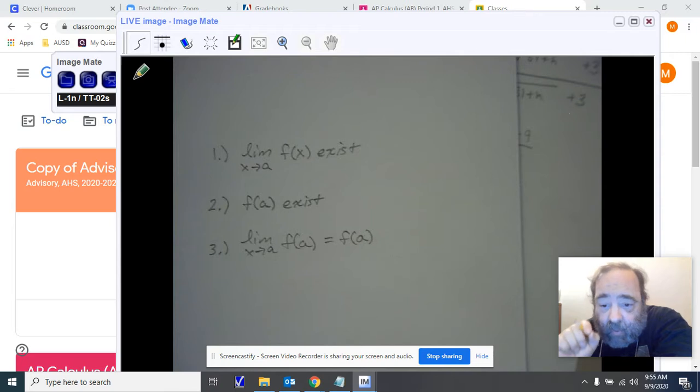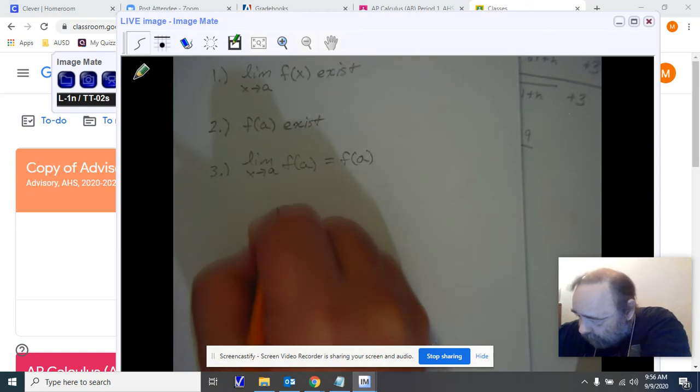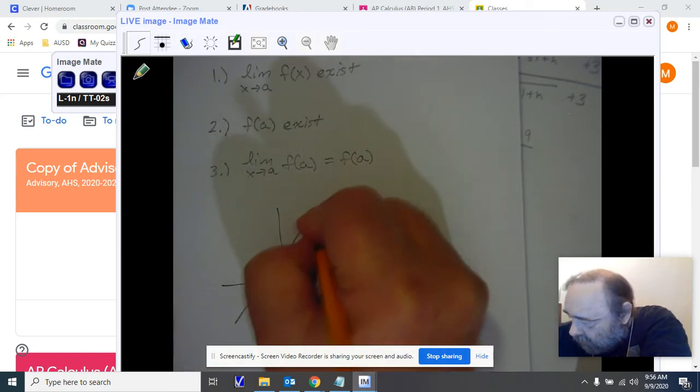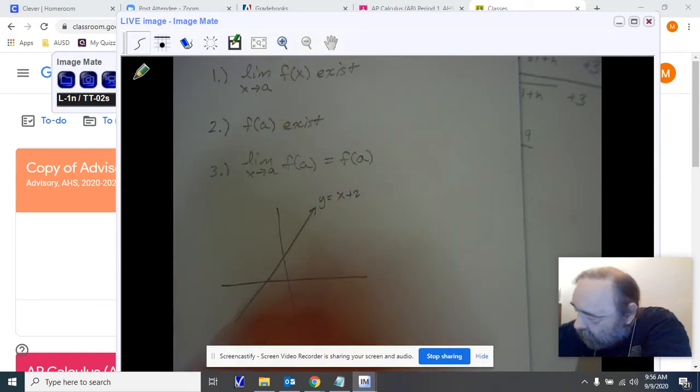If I am looking at a graph of a whole bunch of values that are the domain, every single x value has to meet every single criteria that is here. So no matter what value I look at, let's take a look at a line, for example. When looking at the line, y equals x plus 2.